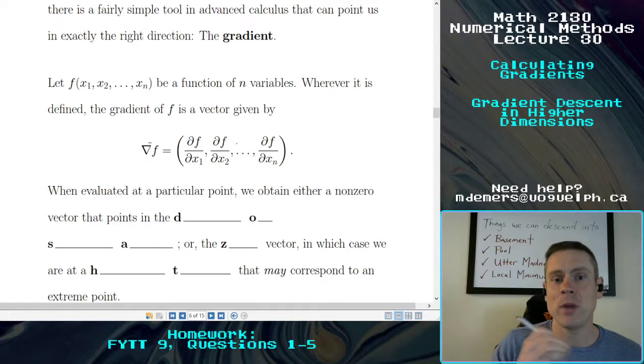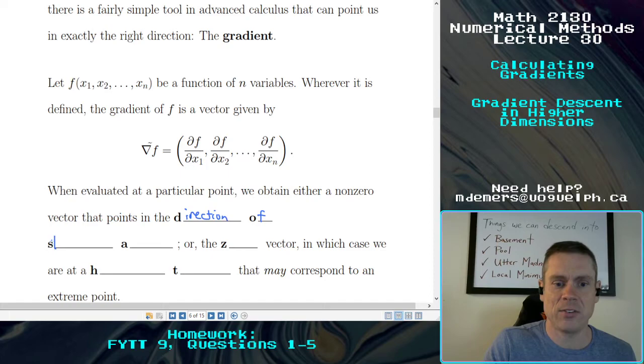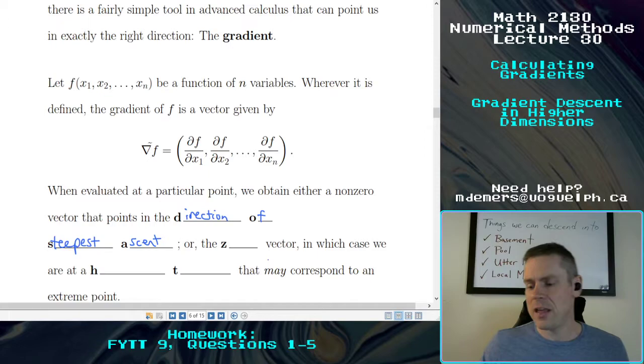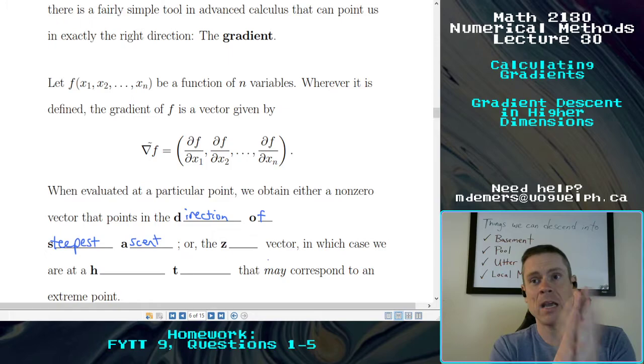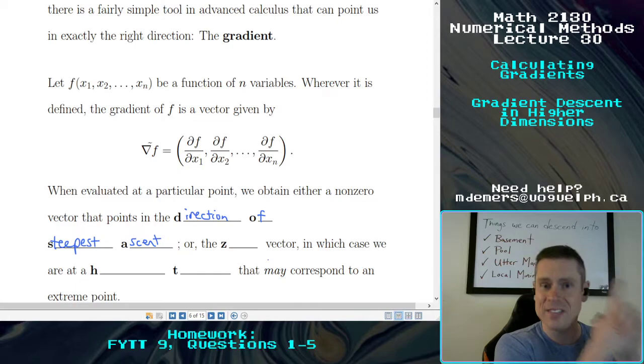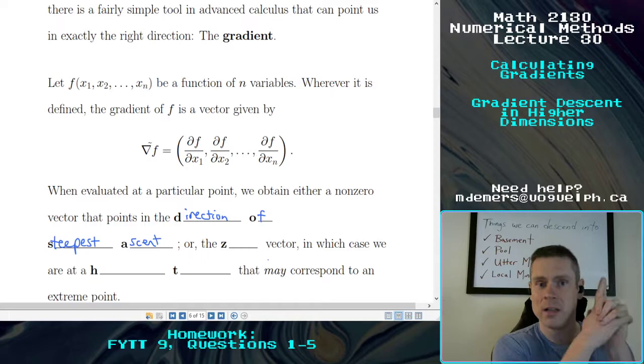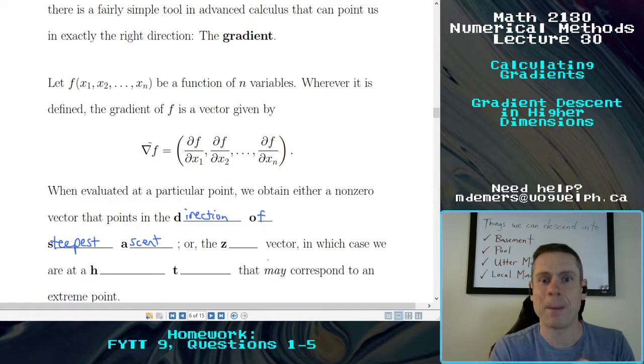We either obtain a non-zero vector that points in the direction of steepest ascent. That is, if I take this vector-valued quantity made of all these partial derivatives and I'm interested in what it is at a particular point, I can plug in that point, and the vector I get is going to point in the direction where the slope is steepest. And that could be all sorts of different directions, right? But it'll give me one direction where, if I were to walk in that direction, I'd have the toughest time going up that hill, okay?